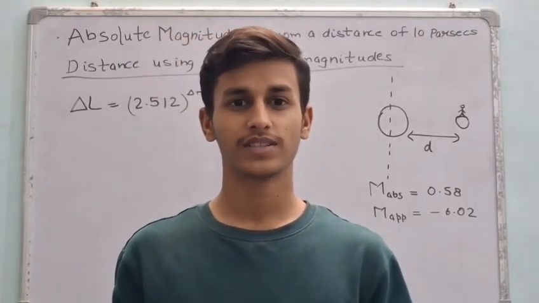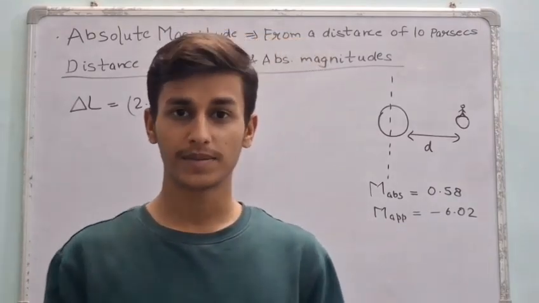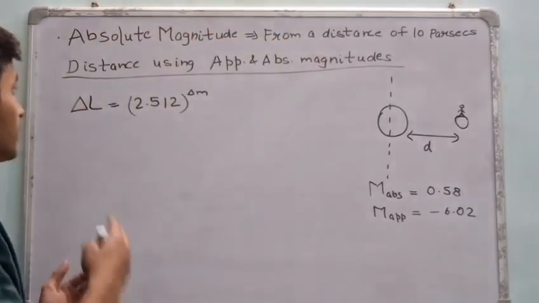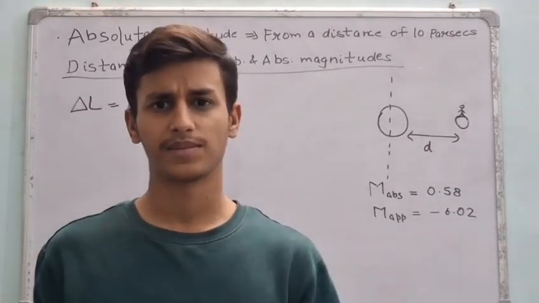So in the previous video we studied apparent magnitude of stars. In this video we'll be studying absolute magnitude of stars and the distance using apparent and absolute magnitudes. So firstly, what is absolute magnitude?